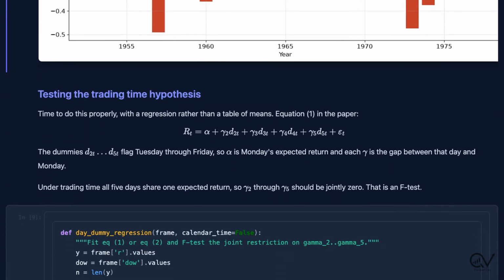Time to do this properly with a regression rather than a table of means. Equation 1 regresses the daily return on a constant plus 4 dummy variables flagging Tuesday through Friday. Because Monday has no dummy of its own, alpha is Monday's expected return, and each gamma measures the gap between that day and Monday. Now, the trading time hypothesis says all 5 days share one expected return. In this notation, that is a precise statement. Gamma 2 through gamma 5 are jointly 0. And a joint restriction on several coefficients at once is exactly what an F-test is for.